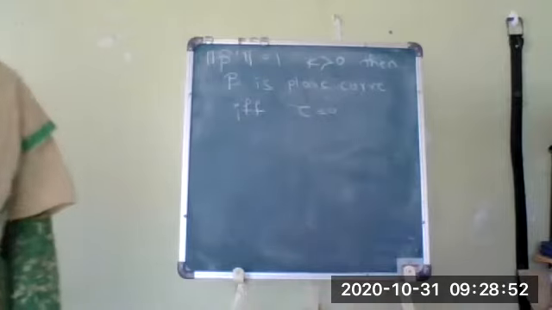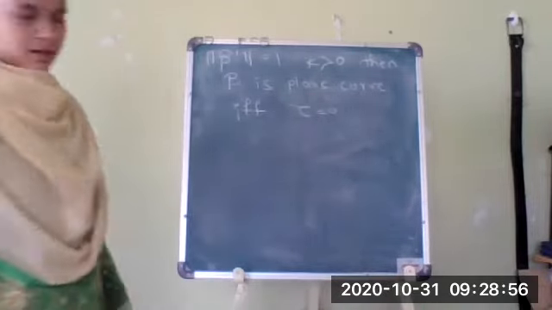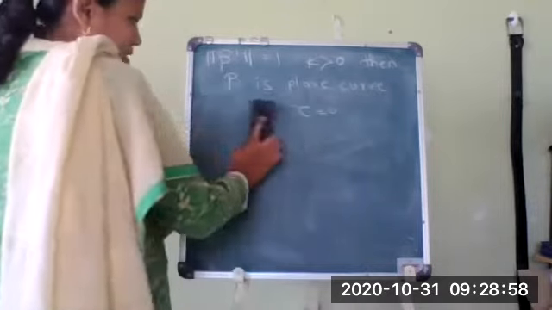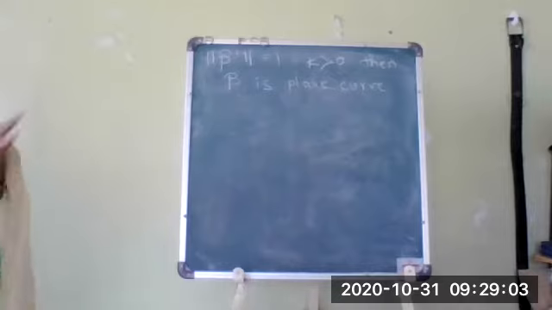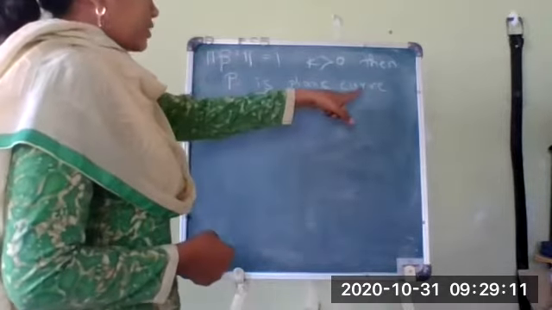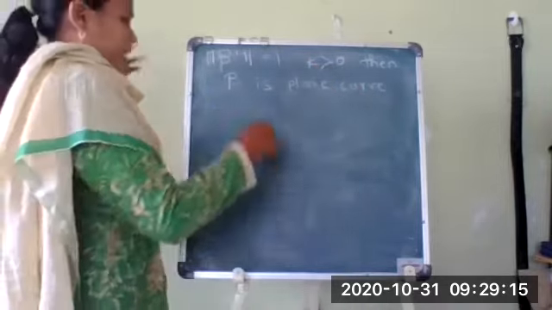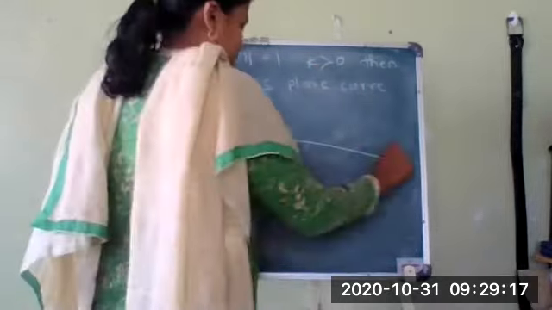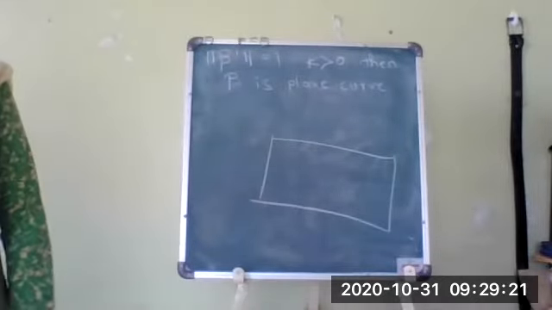Let us assume that beta is a plane curve and we have to prove that tau is equal to 0. Okay. Let us assume beta is a plane curve. Now if beta is a plane curve, it must satisfy the equation of a plane. Beta is a plane curve means the beta is a curve which lies in the plane. Now let us have an equation of a plane. Right. We have some plane.